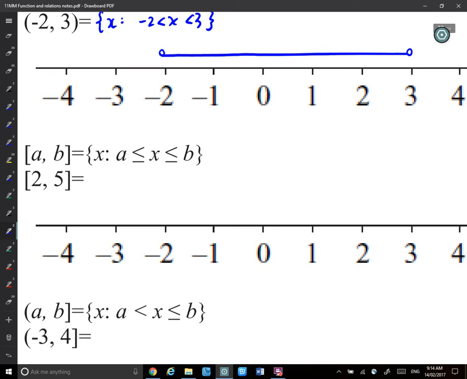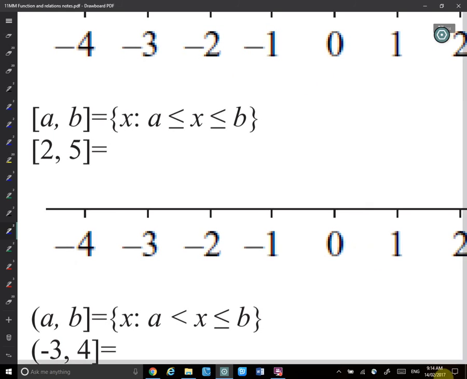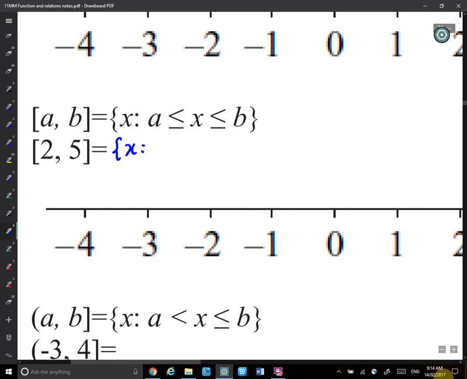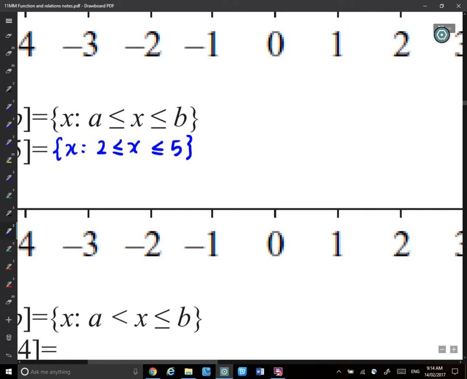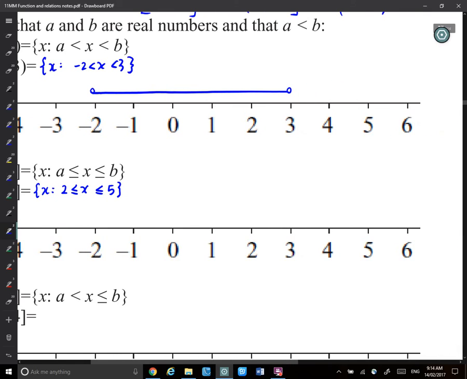Okay, next one is square bracket. If you have square bracket 2 to 5, which means I want a collection of x such that 2 is included and 5 is included in between 2 and 5. So in between 2 and 5, you use closed circle to talk about that.